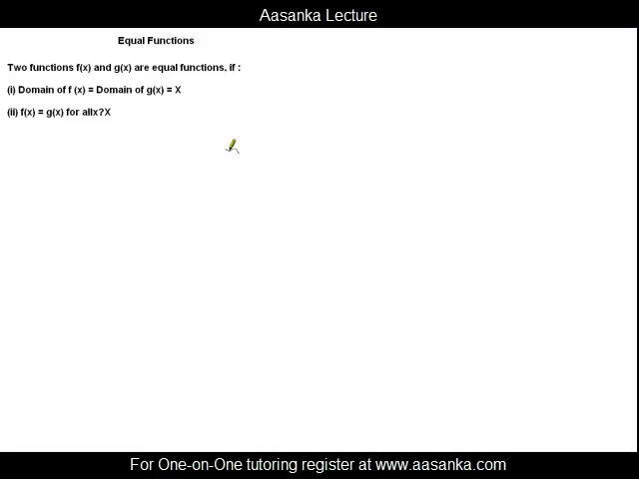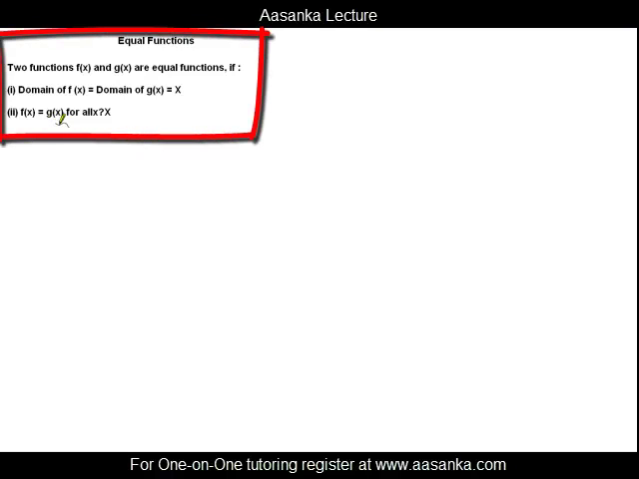We study now equal functions. Suppose you have two functions given f(x) and g(x). Now any two functions f(x) and g(x) will be called equal if the domain matches exactly with each other, and also the range of f should be exactly equal to the range of g.